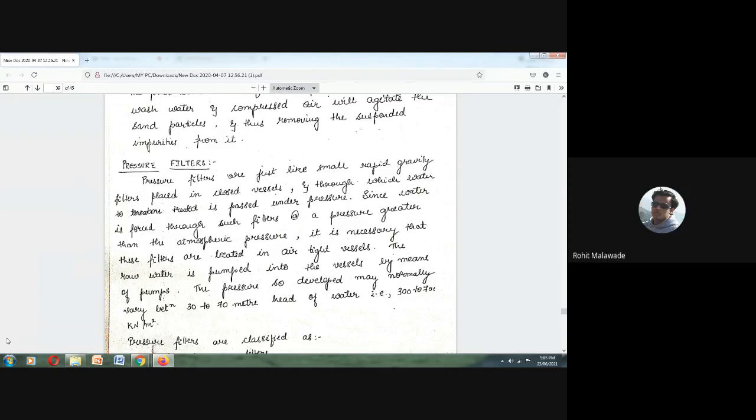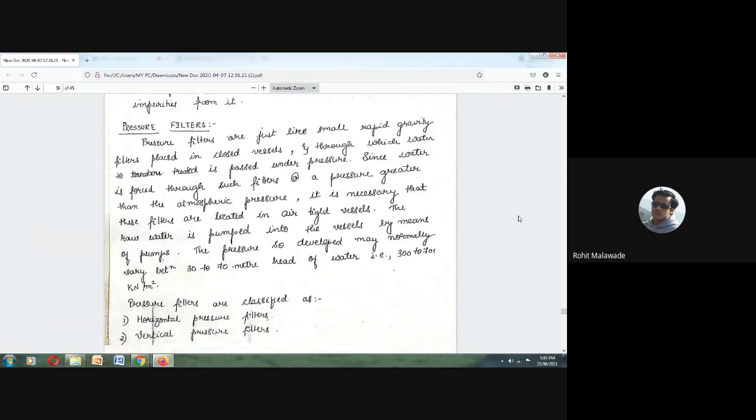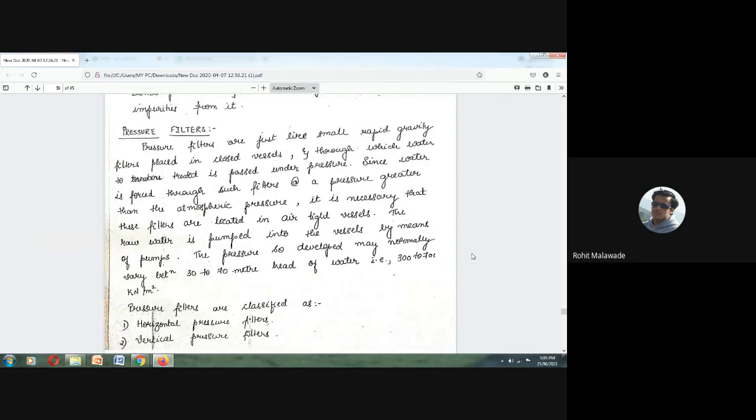Okay. So in our previous classes, we have seen what are slow sand filter, what are rapid sand filter, what is the difference, their construction, their working, their cleaning, and their operational troubles. All these things we have seen in our previous class. Now we will discuss the pressure filter. As the word indicates, we are going to filter the water with pressure. That is the meaning of pressure filters.